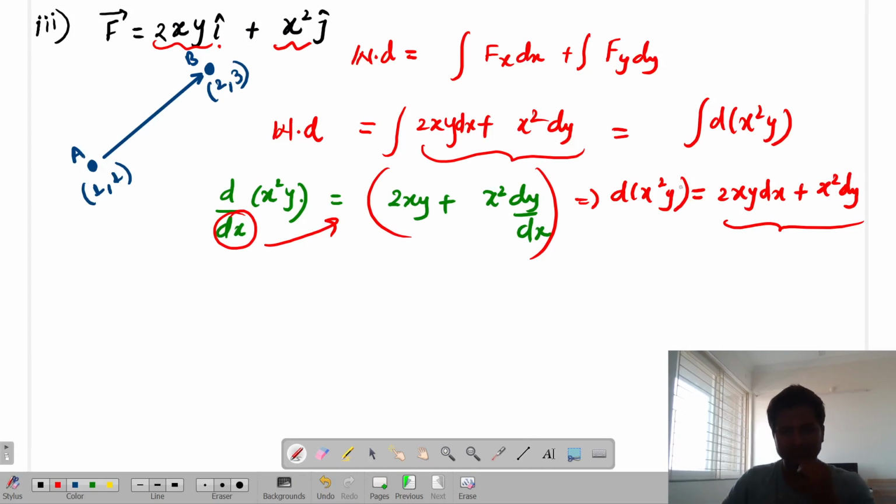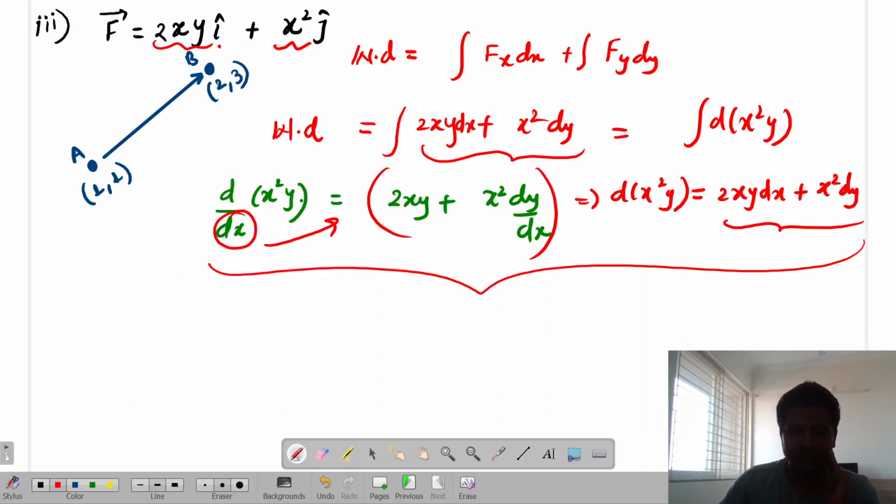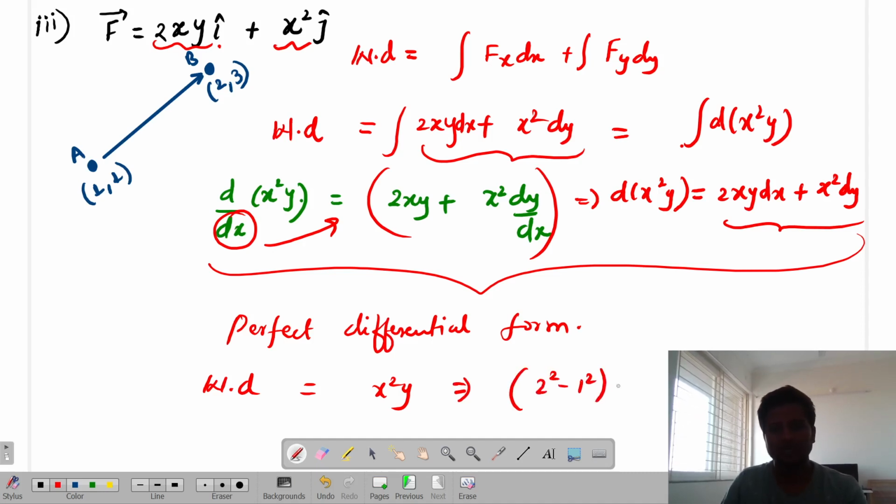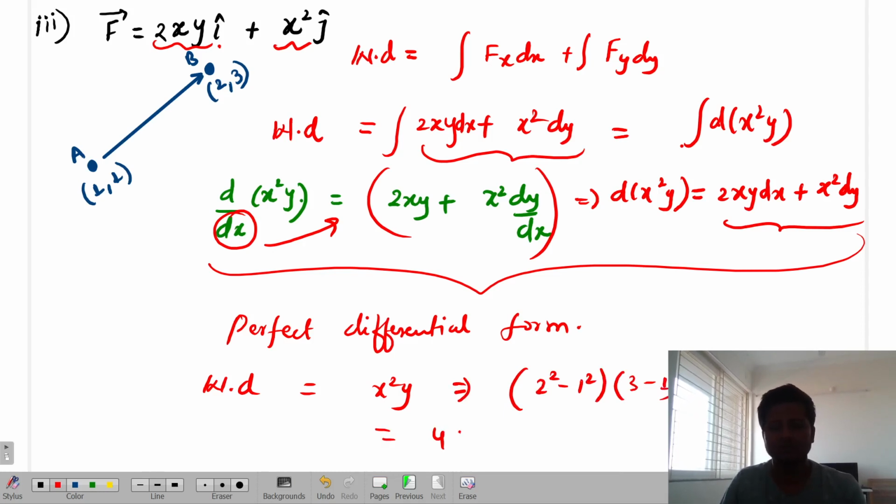Okay, so basically, this d of x square y can be written this way. This particular way of writing these equations is called perfect differential form, because the integral of d of x square y is just x square y. The result of work done is just x square y, where x varies from 1 to 2 and y varies from 1 to 3. So the equation becomes 2 square minus 1 square into 3 minus 1. That's all. So the result of work done is 4 minus 1, that is 3, into 2.